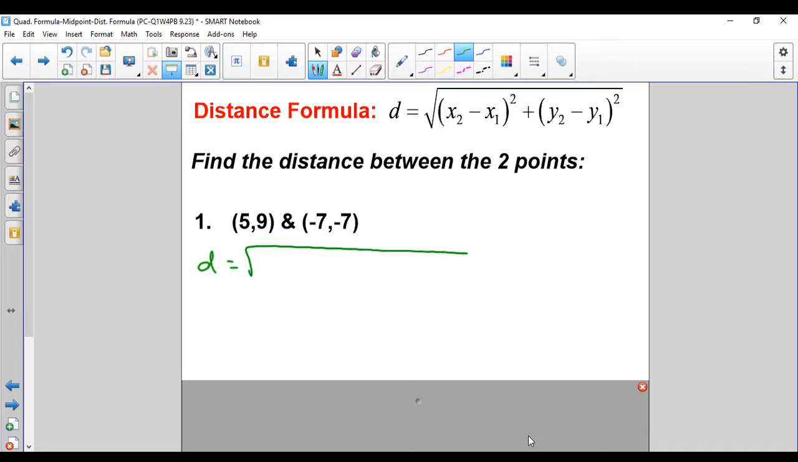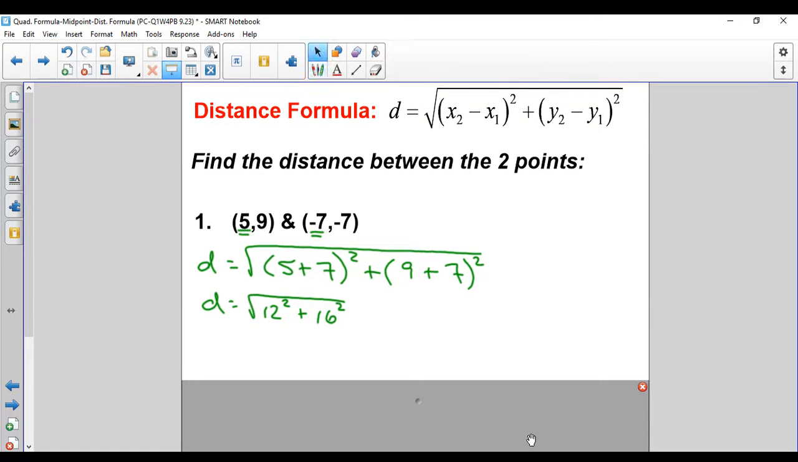But when we plug it in, I'm personally going to go 5 plus 7, square it, 5 minus negative 7, minus the negative turns into a plus, I'm going to go the same order, so I'm going to go 9 plus 7 squared as well. Simplify it, takes as many steps as you need. 5 plus 7 is 12, 12 squared. 9 plus 7 is 16, 16 squared.